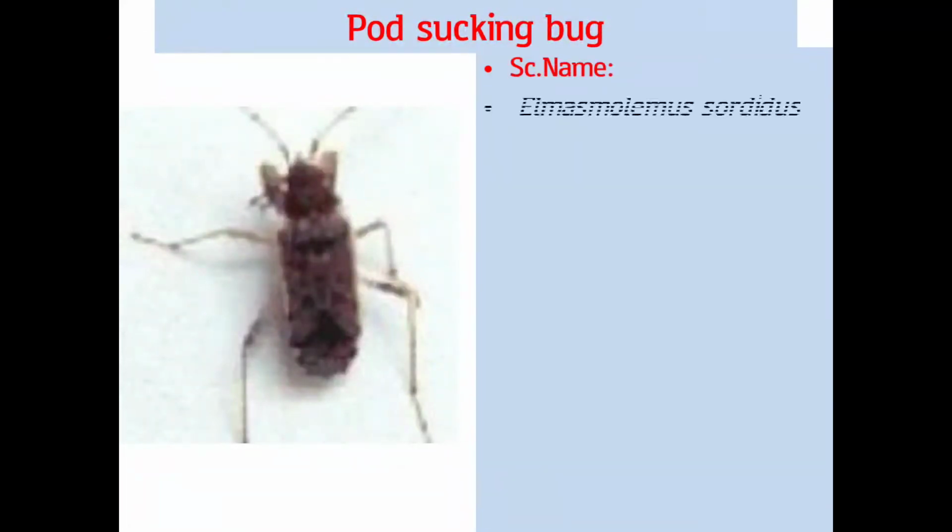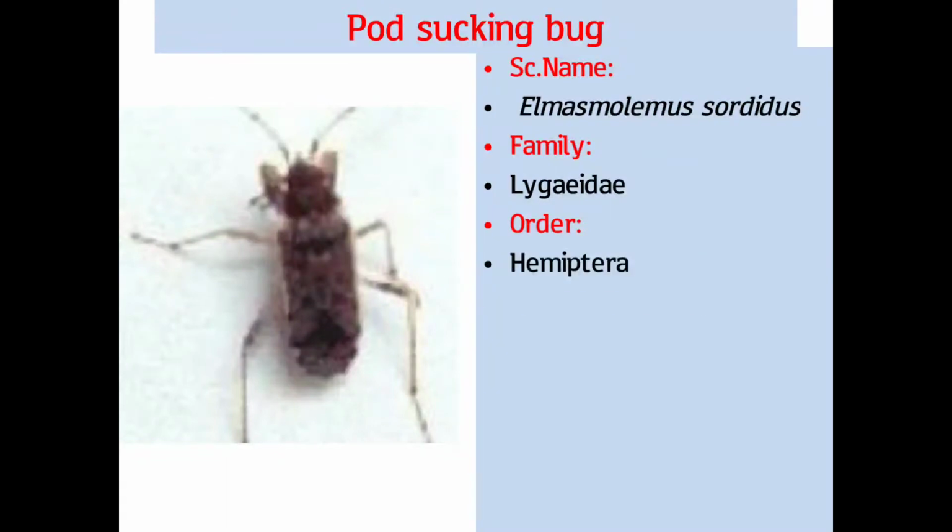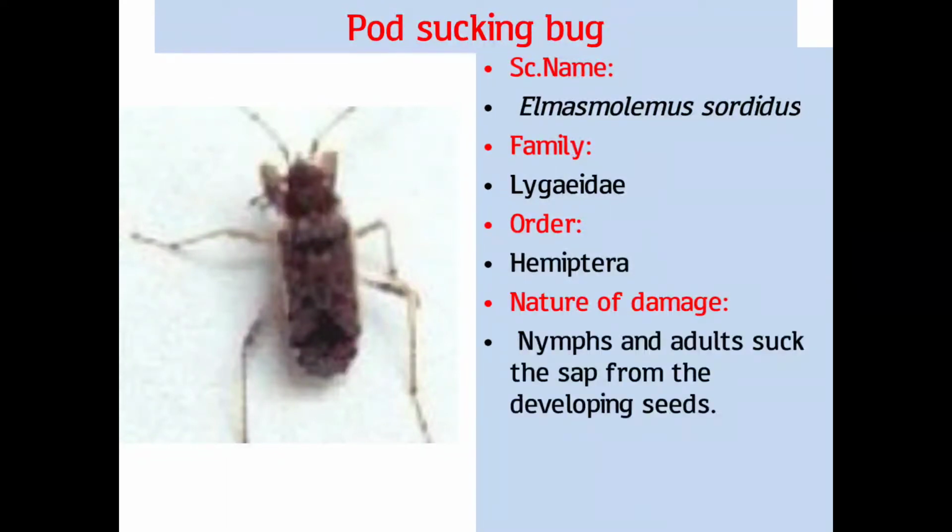And a minor pest, the pod sucking bug. Scientific name of pod sucking bug, Elasmolomus sordidus. Family, Lygaeidae. Order, Hemiptera. Nature of damage is the same as other sucking pests. Nymphs and adults are the damaging stage of this pest, and they suck the cell sap from the leaves, and after sucking, the quality of seed becomes poor, adversely affecting yield.